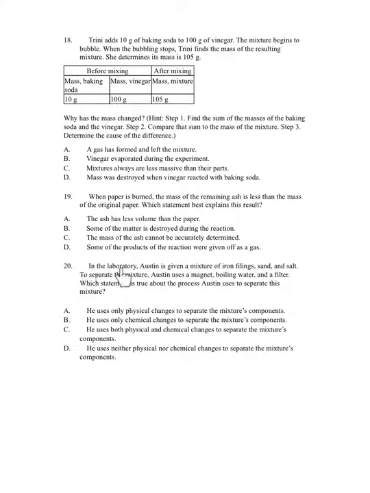Number 20. In the laboratory, Austin is given a mixture of iron filings, sand, and salt. To separate the mixture, Austin uses a magnet, boiling water, and a filter. Which statement is true about the process Austin uses to separate this mixture? A. He uses only physical changes to separate the mixture's components. B. He uses only chemical changes to separate the mixture's components. C. He uses both physical and chemical changes to separate the mixture's components. D. He uses neither physical nor chemical changes to separate the mixture's components.